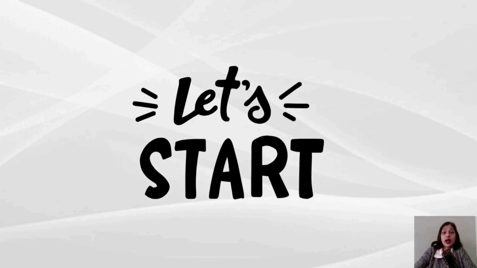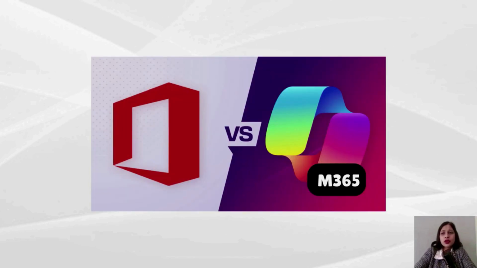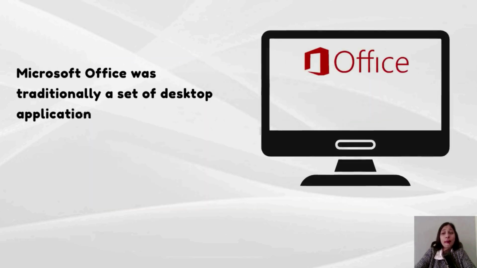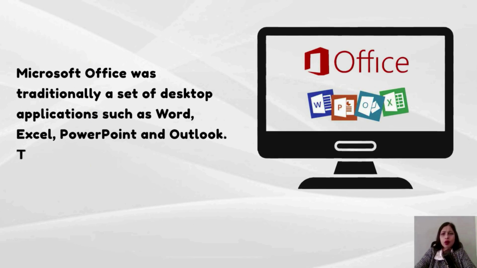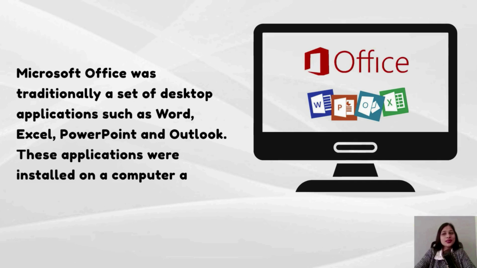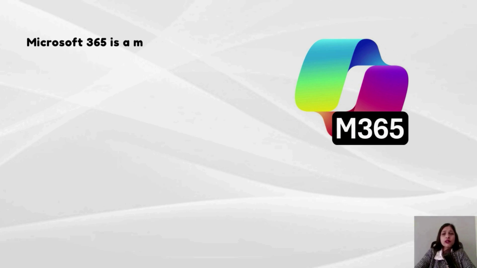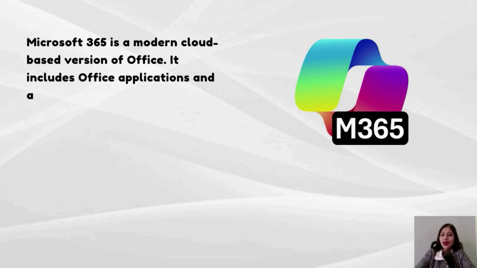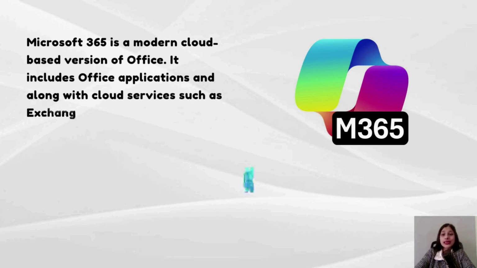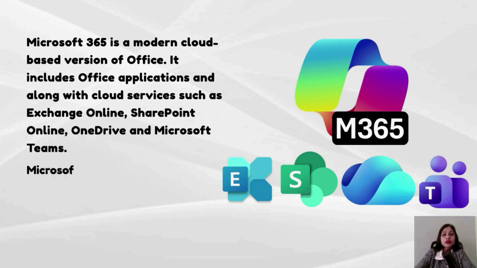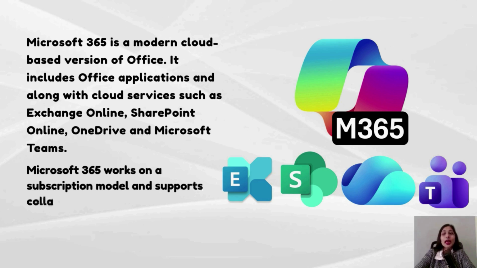So let's start. What is Microsoft Office and Microsoft 365? Microsoft Office was traditionally a set of desktop applications such as Word, Excel, PowerPoint, and Outlook. These applications were installed on a computer and required one-time licensing. Microsoft 365 is a modern cloud-based version of Office. It includes Office applications along with cloud services such as Exchange Online, SharePoint Online, OneDrive, and Microsoft Teams. Microsoft 365 works on a subscription model and supports collaboration, remote work, and cloud security.